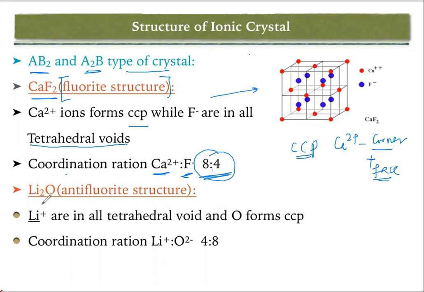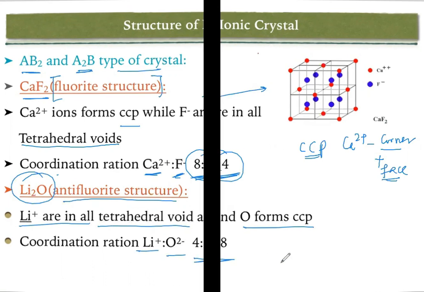Talking about A2B, that is the anti-fluorite structure. An example is Li2O. Lithium occupies all the tetrahedral voids, whereas oxygen occupies CCP. And the coordination ratio of lithium and oxygen is 4:8.